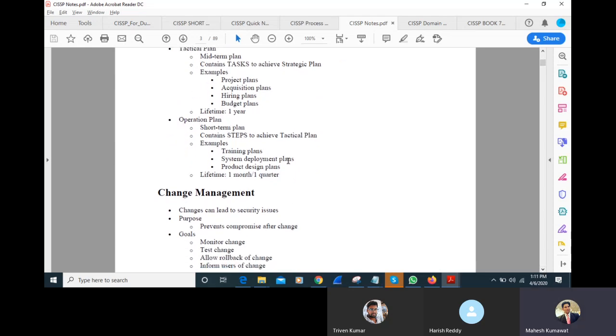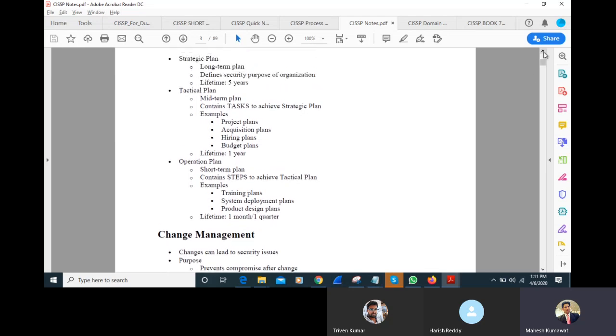Then the system development plan: how can we develop the system, what development plan are we going to create, and the product design plan. We need to provide some changes in the product design parameters. Its lifetime is 1 month and 1 quarter sort of plan we're going to create. A very short-term plan is the operational plan, the technical plan is for 1 year, and the strategic plan is for 5 years. So this is the security management plan we want to create.